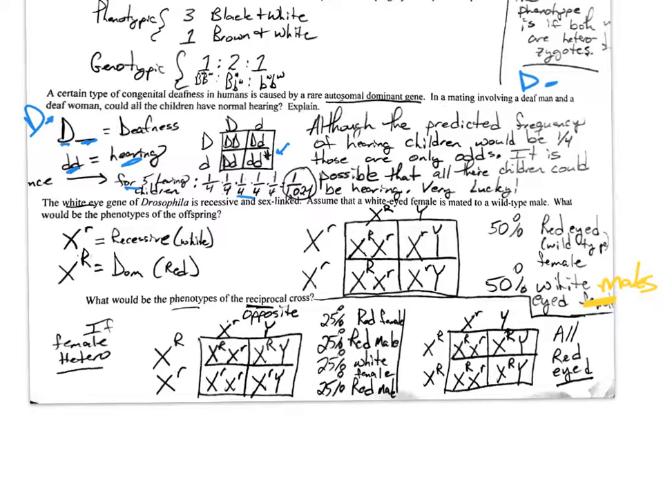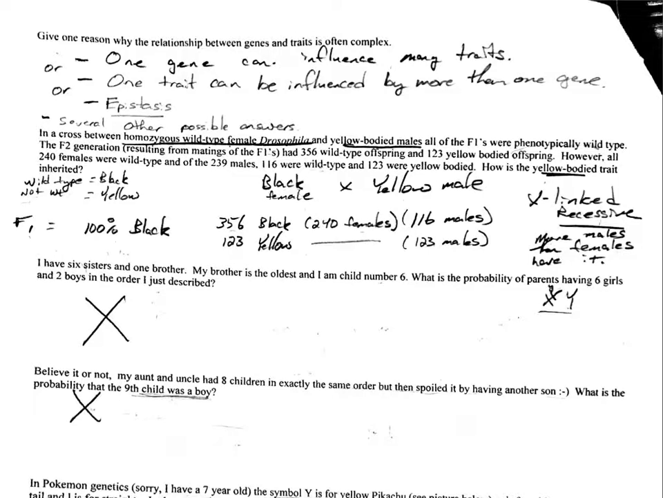All right, so 25% of your progeny will be red-eyed female, 25% red-eyed male, 25% white-eyed female, 25% white-eyed male, and that's what you'd end up with if it was heterozygous. Are we all good with that then? Yeah. Let's move on to this one.